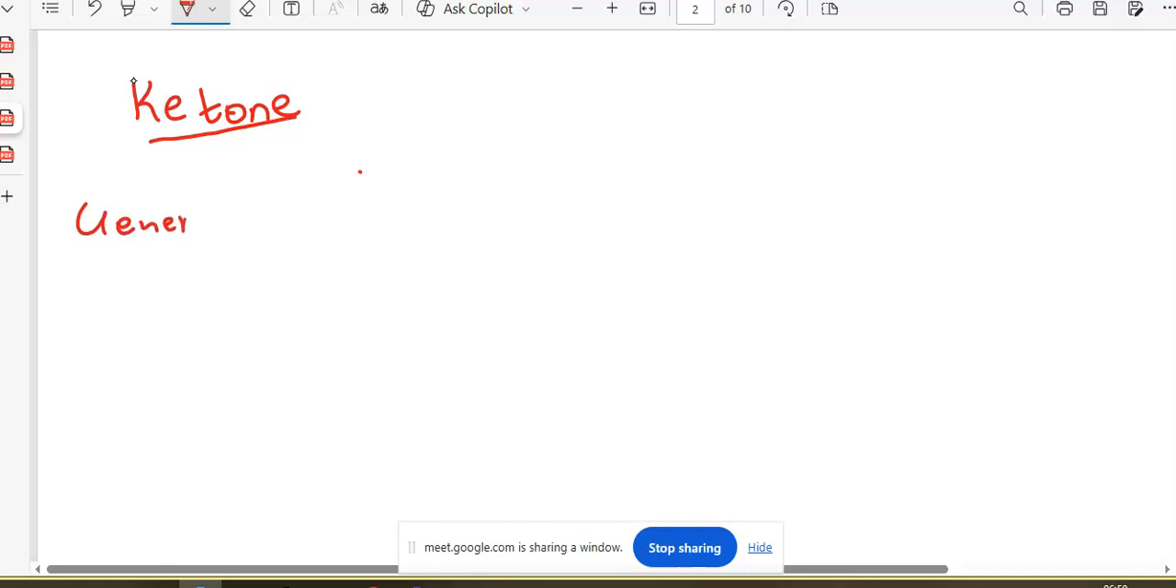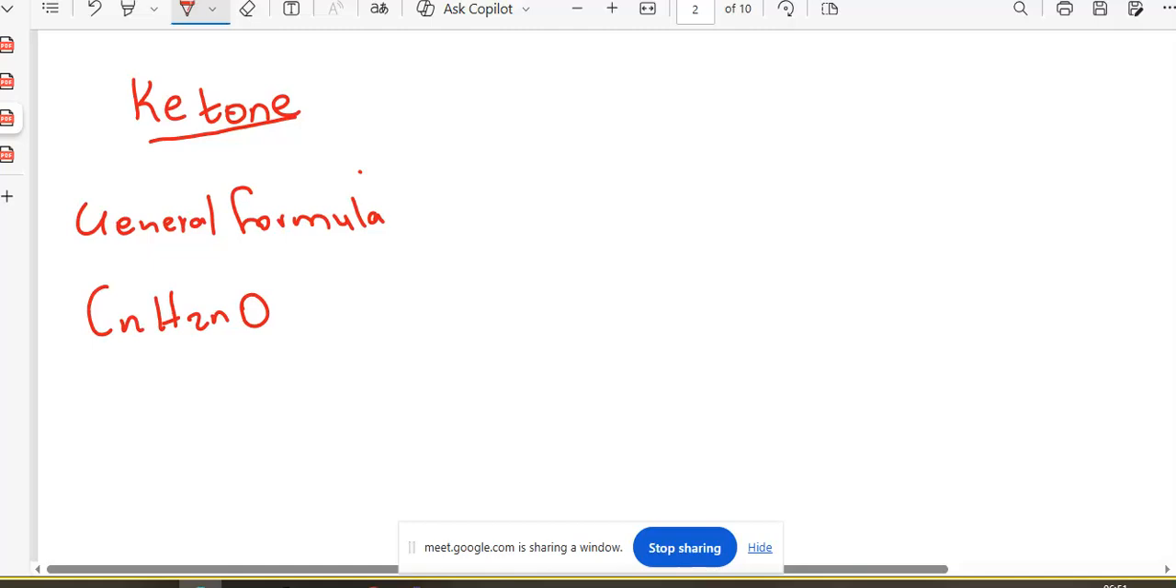We need to understand the general formula. Remember that you can use the general formula to do what? You can use the general formula to find the molecular formula. So if this is a ketone, the general formula is going to be CnH2nO.